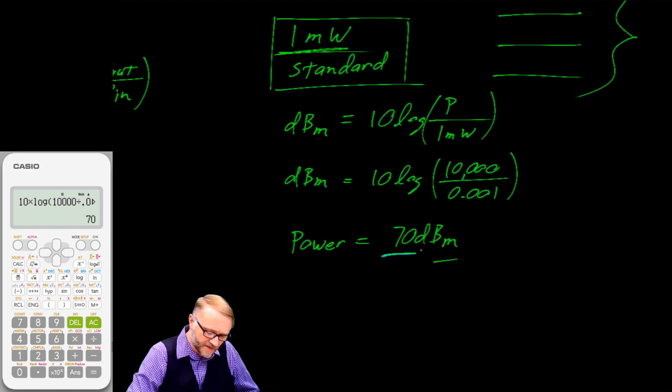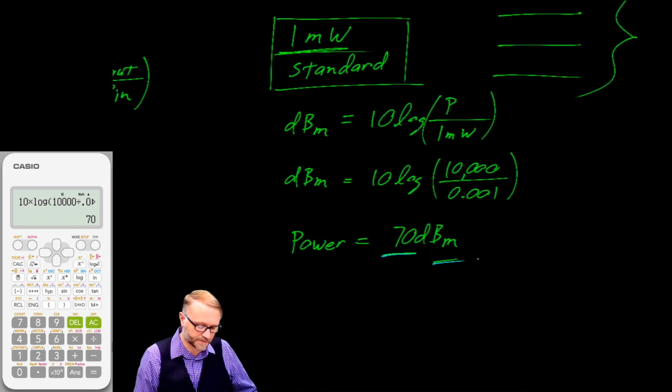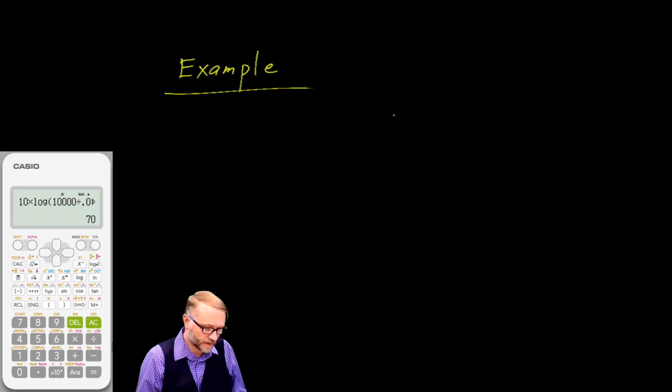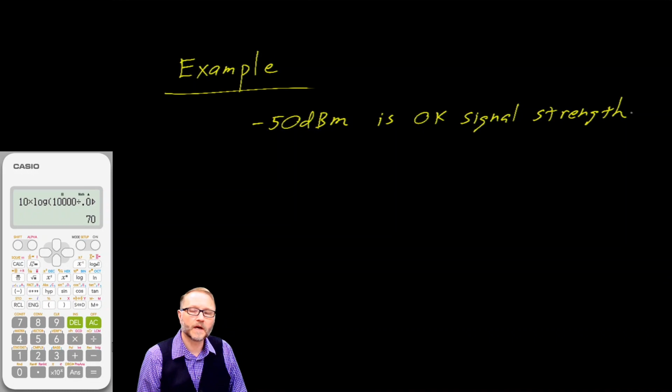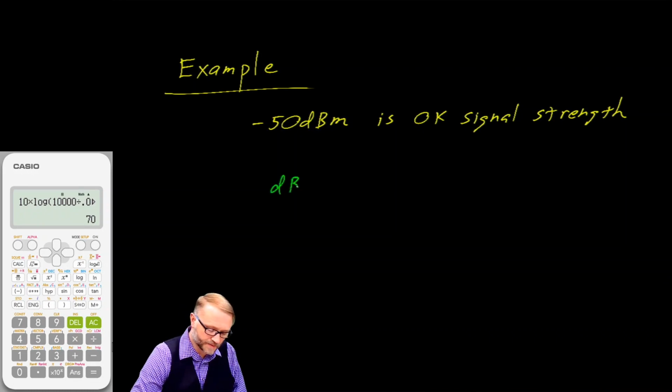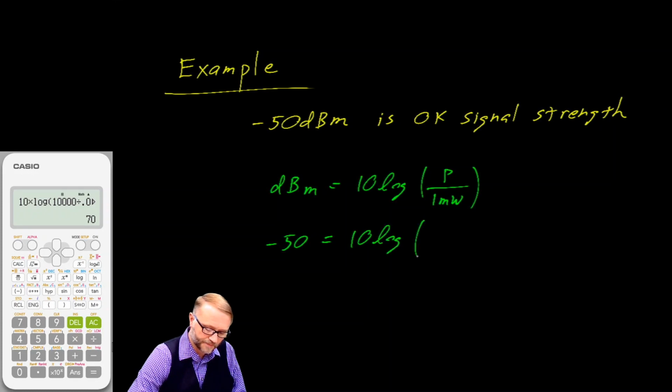We're talking about 70 dB relative to a milliwatt. Let's look at a few more examples. For your Wi-Fi, if you have negative 50 dBm, you could consider that a reasonably good signal strength. How many watts is that? Decibels relative to a milliwatt is 10 log of the power of interest divided by 1 milliwatt. We sub in our values. That's negative 50 is equal to 10 log of P over 0.001.